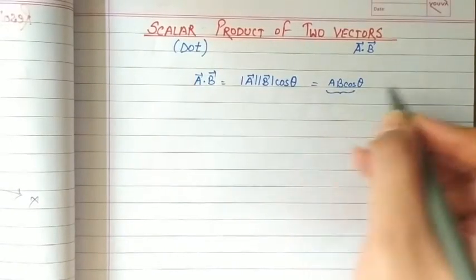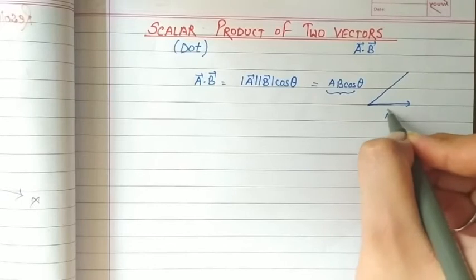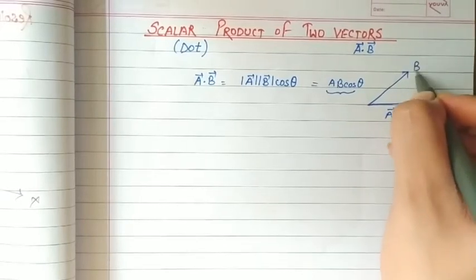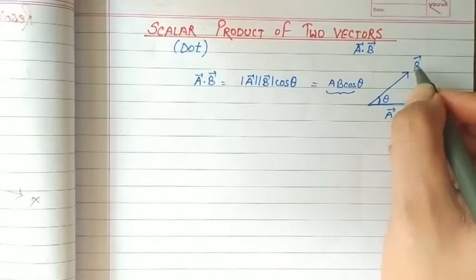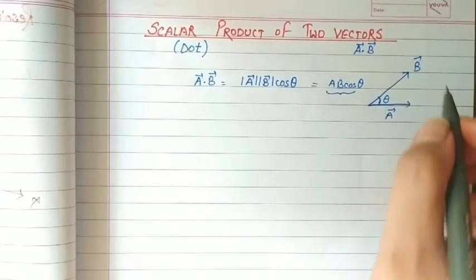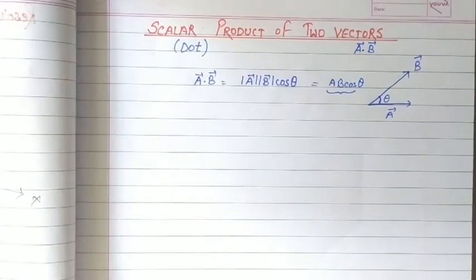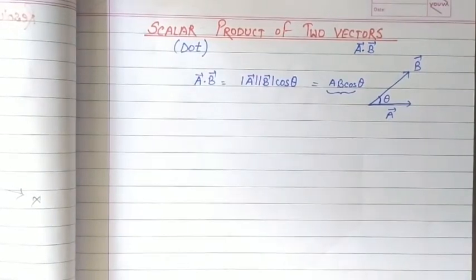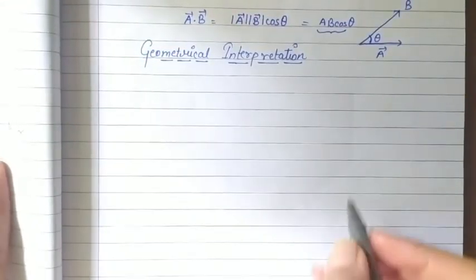This is a scalar quantity, and if we represent it diagrammatically, and this is A and the other vector is B vector and the angle between them is theta, then the product of these two vectors is AB cos theta. Now we can interpret this geometrically also. Let's see how we can do that. For geometrical interpretation, let's draw a diagram.